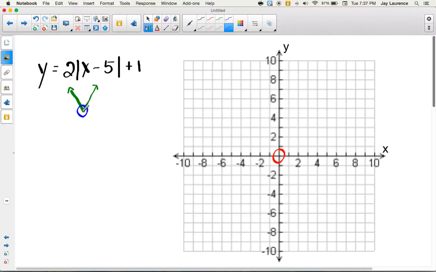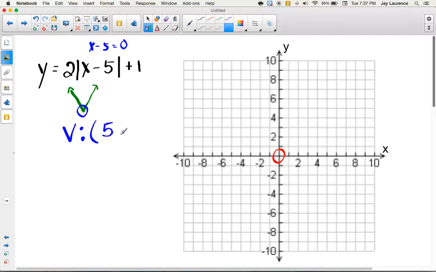Now, to find the vertex, pay attention to this. You don't just change signs. You look for what value of x causes this x minus 5 to become 0. So, to find the vertex, the x coordinate is going to be whatever makes this 0. Well, if x minus 5 equals 0, and I solve that for x, I'm going to get 5. Therefore, my x coordinate is 5.